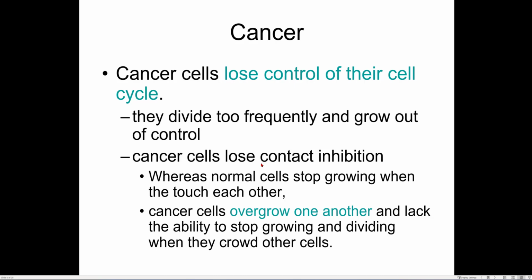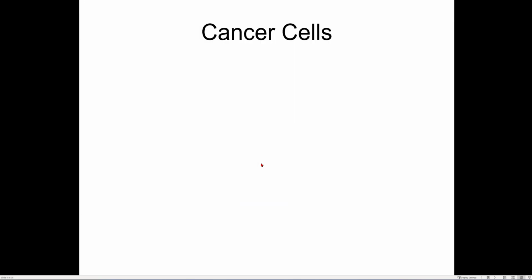Think about your skin, right? You have all these cells in your skin, and when they touch each other, they stop growing. But cancer cells don't play by the rules. When cancer cells grow and touch each other, they're not inhibited by touching, and they continue to grow. That's why they make these balls, these tumors, right? They grow over and out of control.